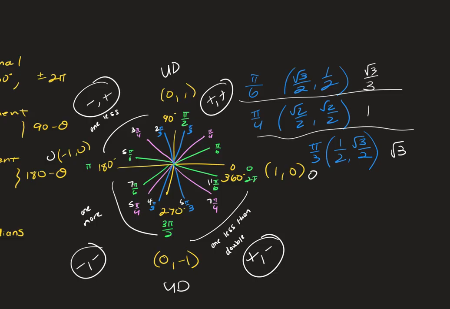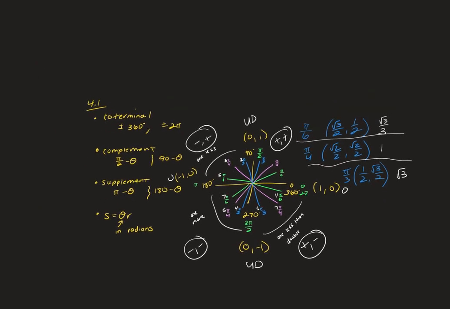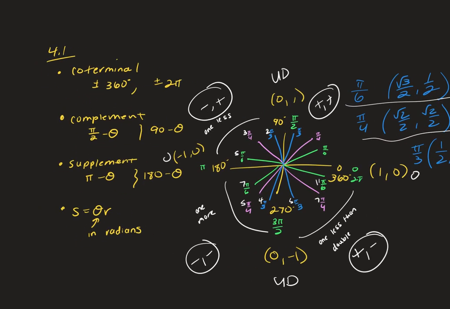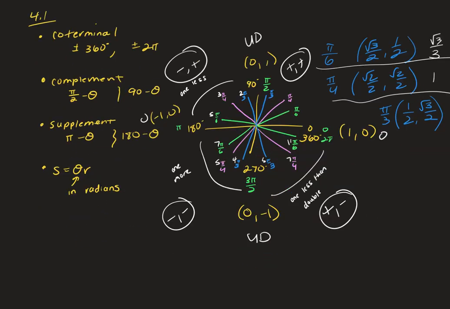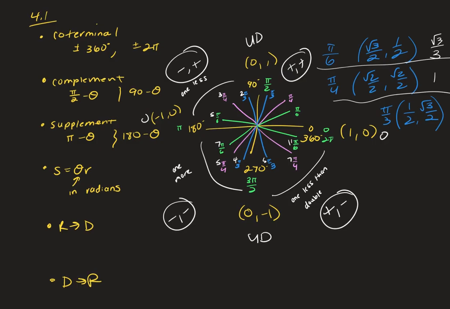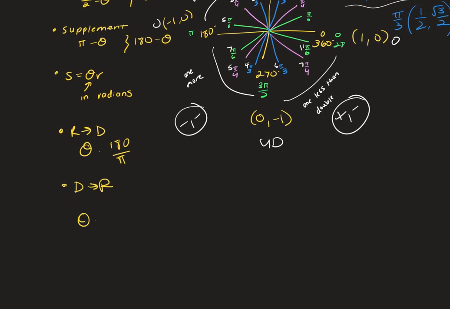Yep. Can you go back to what was on the... So 4-1, also you're converting from radians to degrees and degrees to radians. So radians to degrees, we do theta times 180 over pi. And degrees to radians, we do theta times pi over 180.